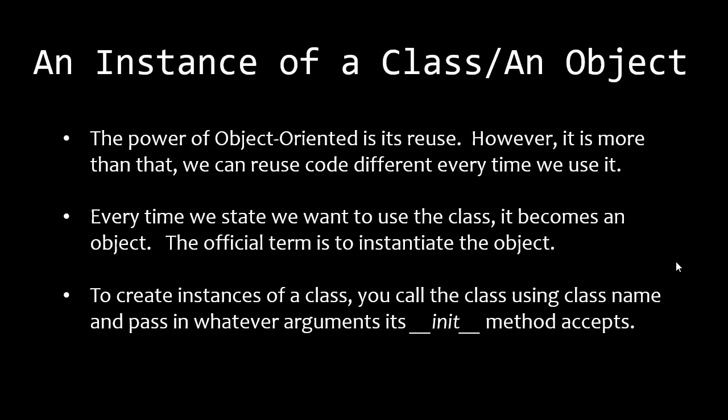So an instance of the class, or an object. Basically, every time you create an instance of a class, it becomes its own object. That's the term object-oriented, okay? The power of object-oriented is its reuse. We mentioned this before in previous videos. However, it is more than that. You can reuse code differently every time we use it.